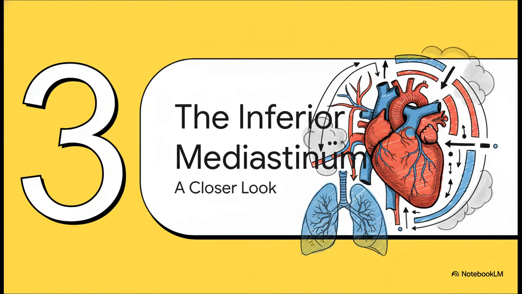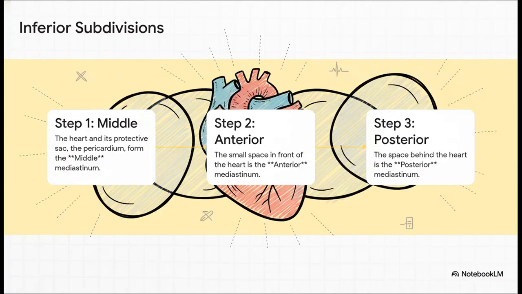Now let's zoom in on that lower section, the inferior mediastinum. This area is especially important because, well, it contains the heart. And because of that, it gets subdivided even further. We break this lower section into three parts, and it's all based on where they are in relation to the heart. It's actually really logical. The heart and its protective little sac, the pericardium, they make up the middle mediastinum. Then that small space in front of the heart, that's the anterior mediastinum. And the space behind the heart is the posterior mediastinum.